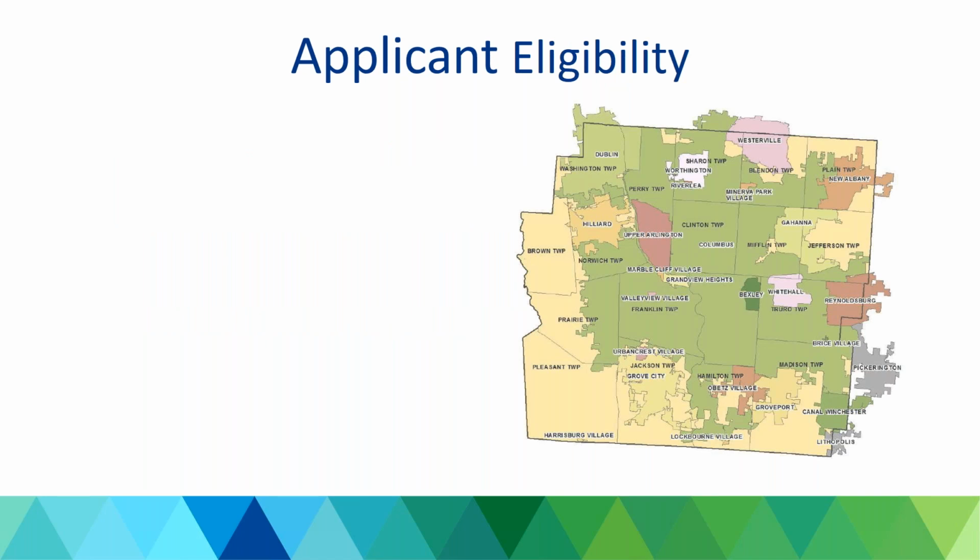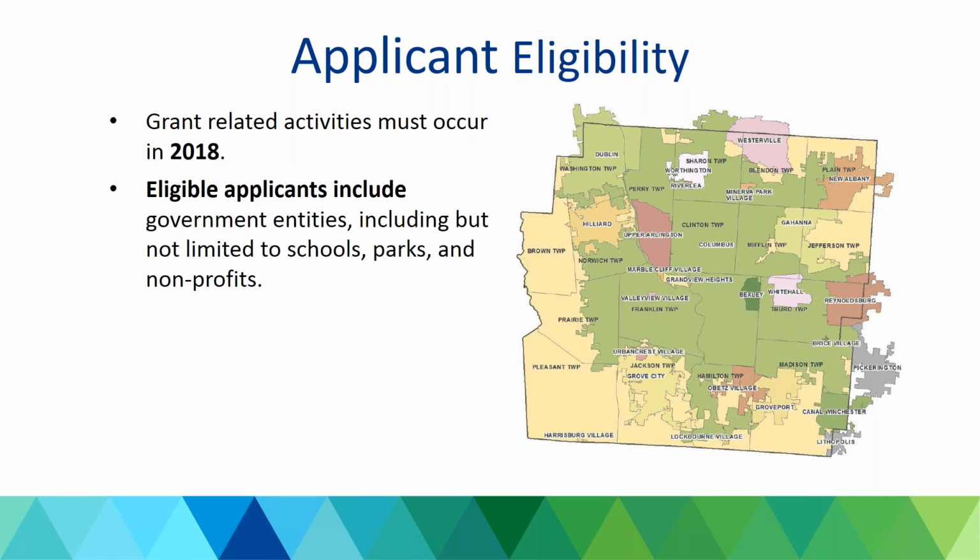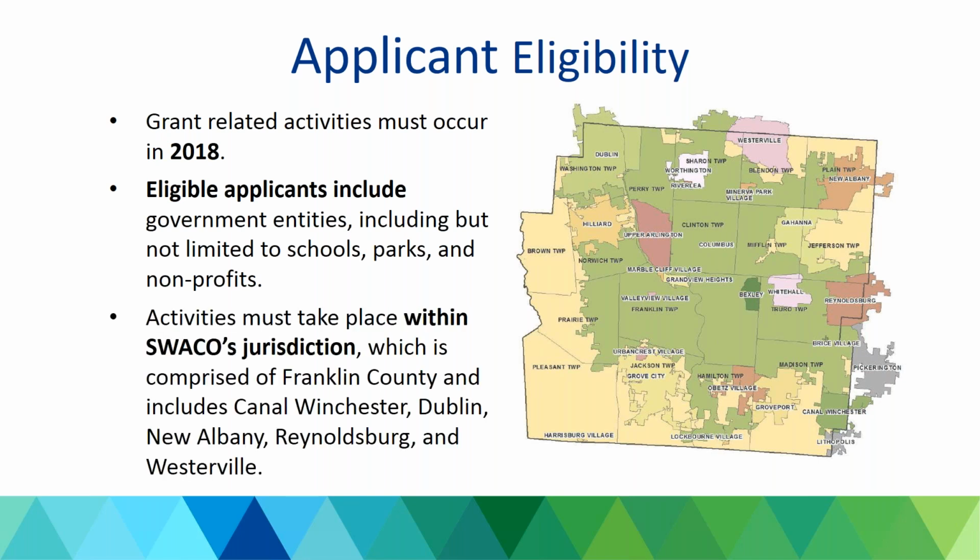Your application will be weighted against other applications and evaluated by an internal SWACO review committee. The committee is made up of representatives from SWACO's legal, finance, and innovation and programs departments. In order for an application to be evaluated by SWACO's review committee, there are fundamental criteria that must be met. The program activities must occur in the 2018 calendar year. Eligible applicants include, but are not limited to, communities, schools, parks, and nonprofits.